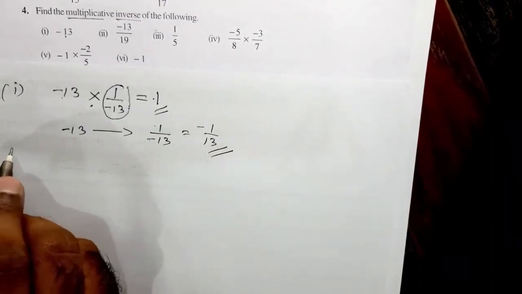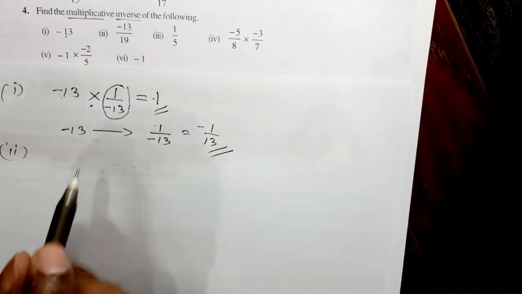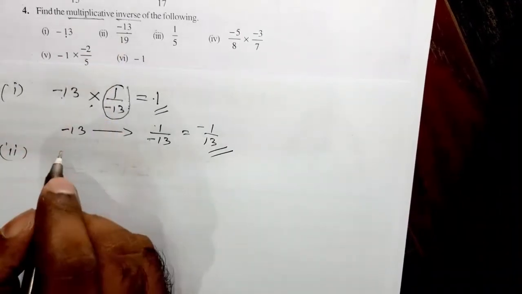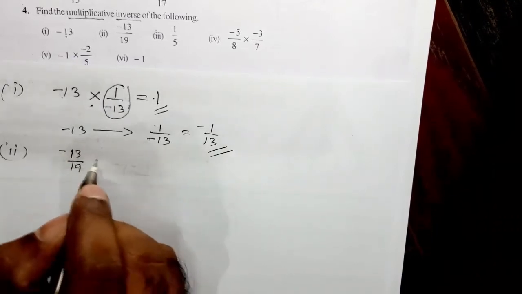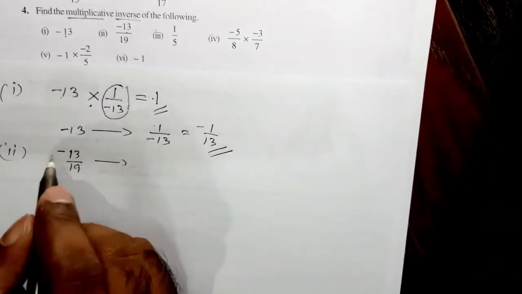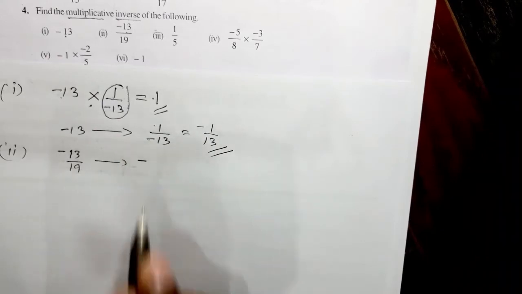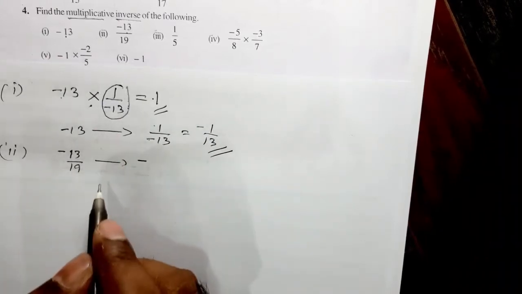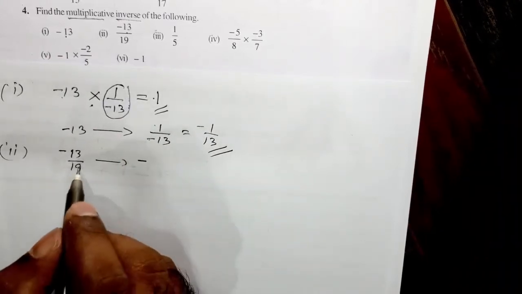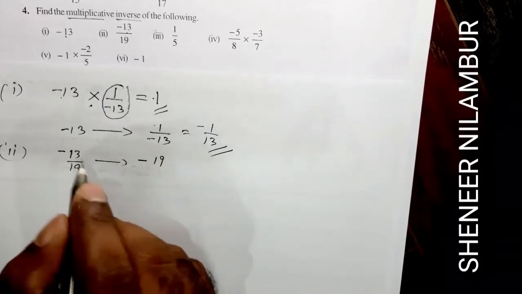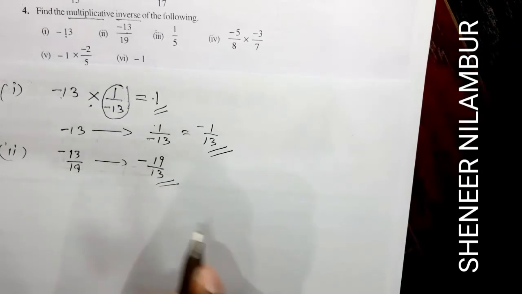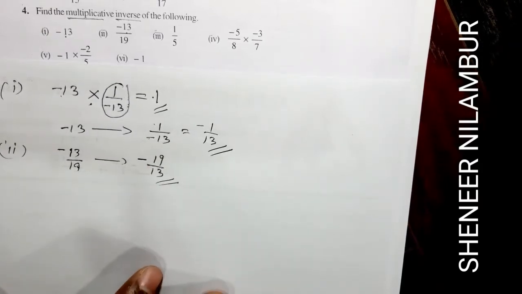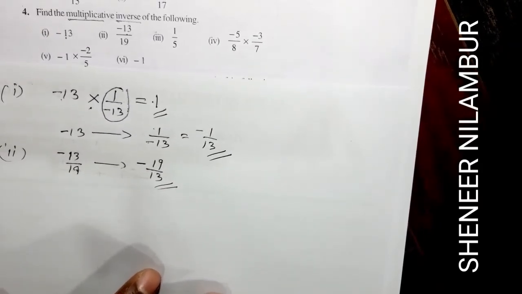Similarly, we can go to the second question. Second question, minus 13 by 19. It's a multiplicative inverse. Minus is there, so we want to give minus again, because minus into minus only will get positive. Just write this 19 on the top and 13 on the down. So minus 19 by 13 is the multiplicative inverse. So to write the multiplicative inverse, it's very easy.